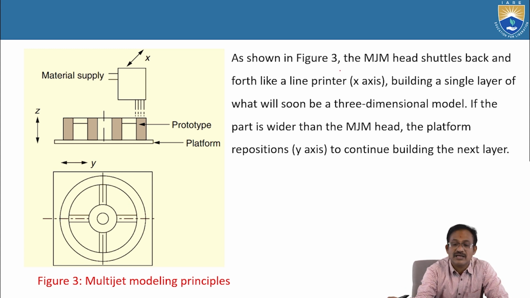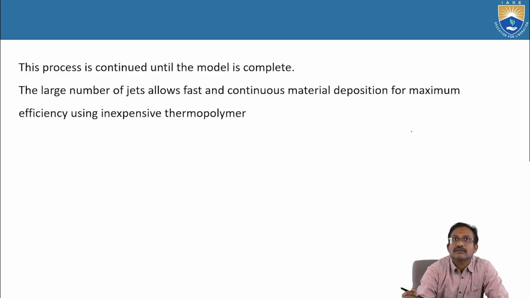As shown in figure 3, the MJM, multi-jet modeling head, shuttles back and forth like a line printer, that is the x-axis, building a single layer of what will soon be a three-dimensional model. If the part is wider than the MJM head, the platform repositions in the y-axis to continue building the next layer. This process is continued until the model is complete. The large number of jets allows fast and continuous material deposition for maximum efficiency using inexpensive thermopolymer.